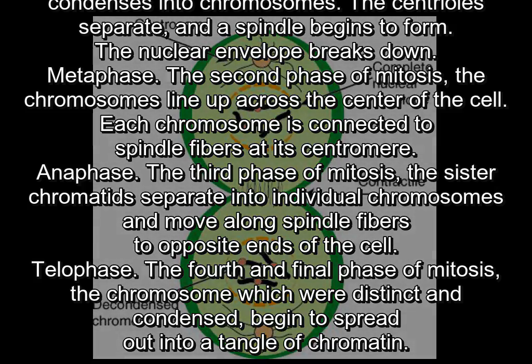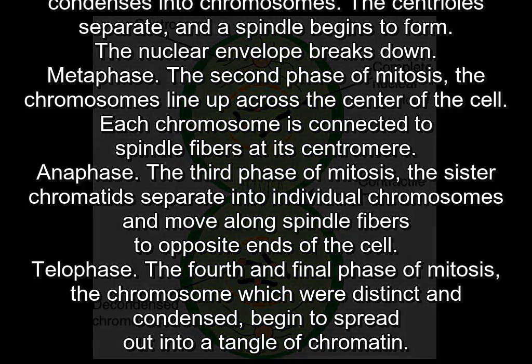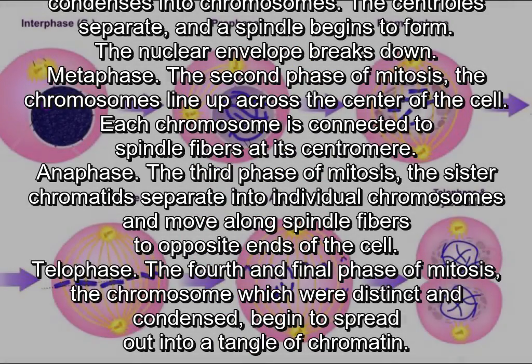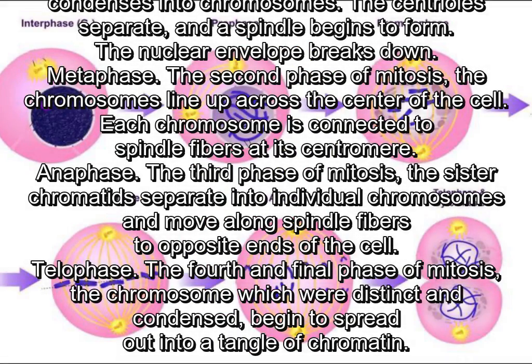Mitosis, prophase, the first phase of mitosis. The chromatin condenses into chromosomes, the centrioles separate, and a spindle begins to form. The nuclear envelope breaks down. Metaphase, the second phase of mitosis. The chromosomes line up across the center of the cell. Each chromosome is connected to spindle fibers at its centromere.